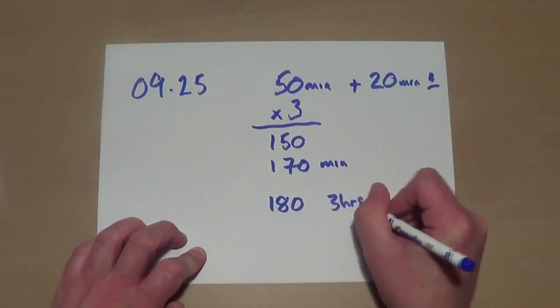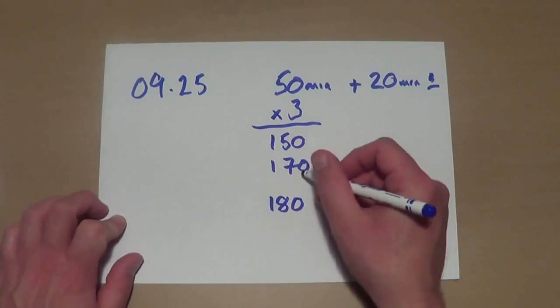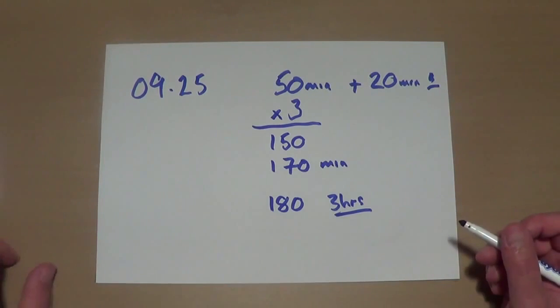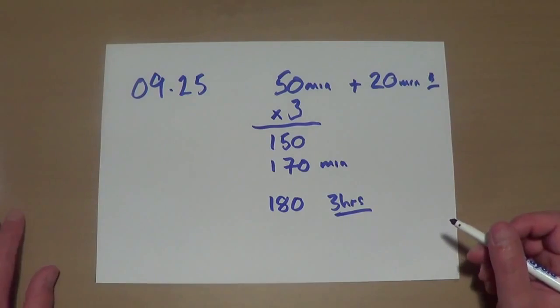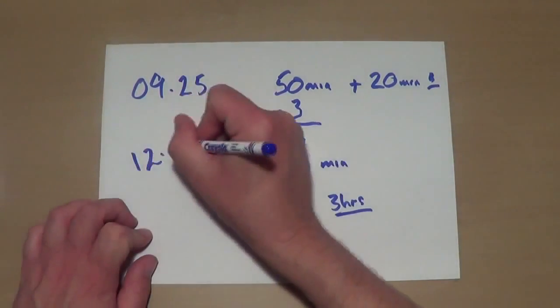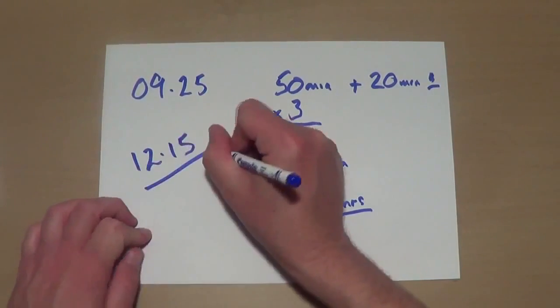Okay, so let's make it simple for ourselves. Add on the 3 hours and then take away 10. So that'd be 9:25, 10:25, 11:25, 12:25, minus off those 10 minutes would take us to 12:15. There's the answer.